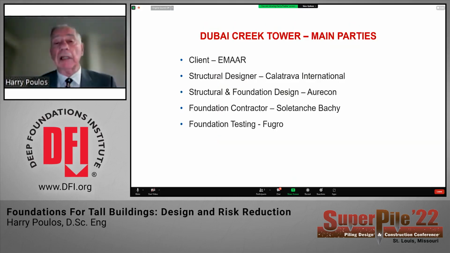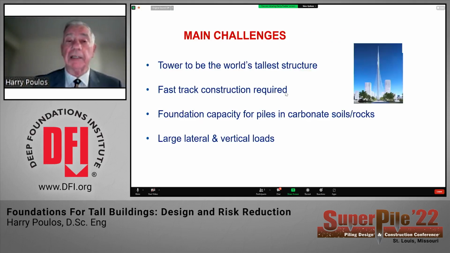The main part is here. The client was Emaar. The structural designer was Calatrava, very well-known European designer. The structural and foundation design was done by Oricon. The foundation contractor was Solitone Bashi, and the foundation testing was done by Fugro. And our role here was to act as a specialist consultant to Oricon, who was the foundation and structure designer.